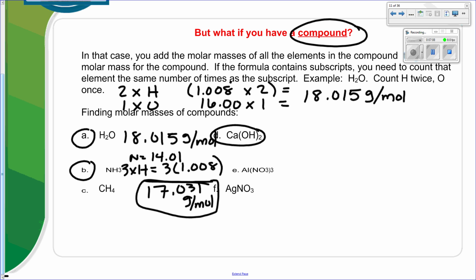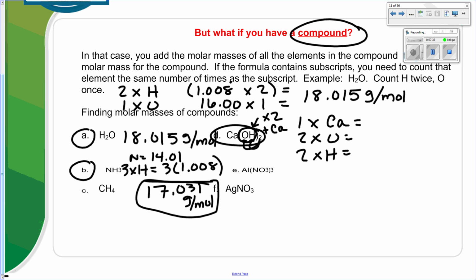You can count up each individual element. You can say we've got 1 calcium, okay? And then remember, you've got your subscript here, so you've got 2 oxygens and 2 H's. So you can either do 2 times oxygen and 2 times H and add it all up that way. Or what I like to do is find out what the molar mass of the OH piece is and then times that whole thing by 2. And then add the calcium into it. Either way is completely 100% acceptable. You just have to find the way that works well for you.